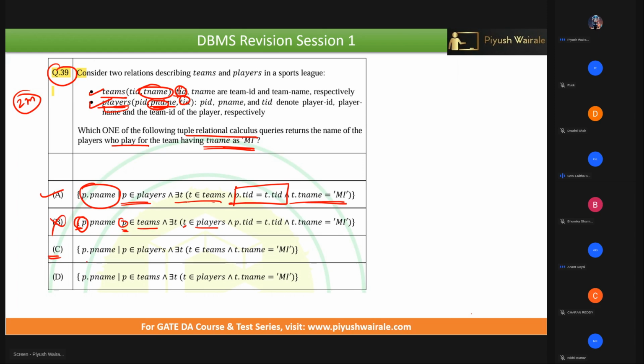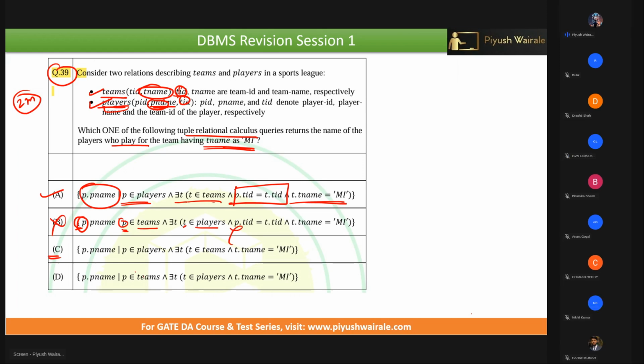There is no joining condition. No joining condition. What about D? D also, you can see here they have exchanged the P and T here, right?